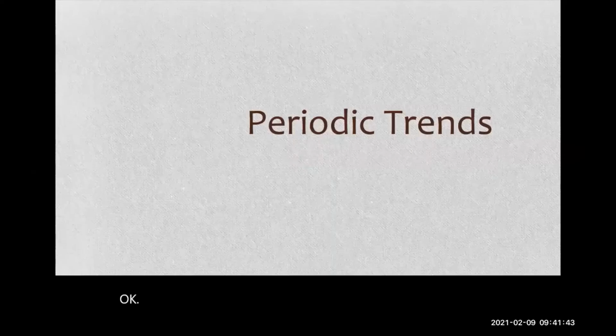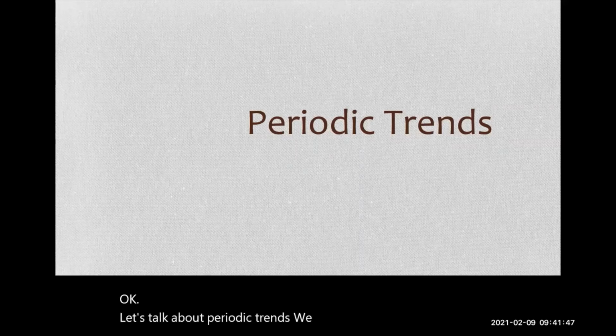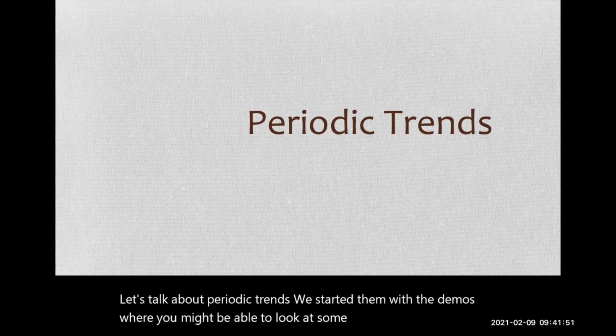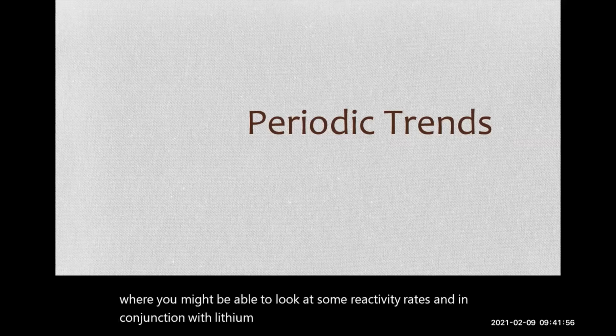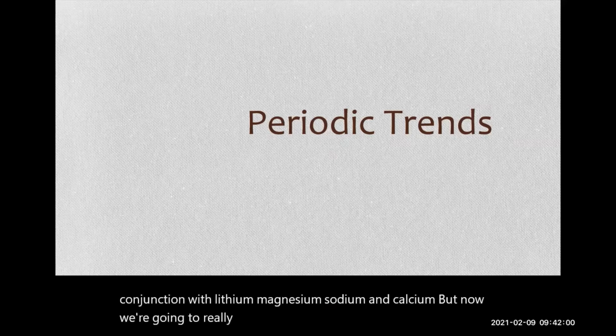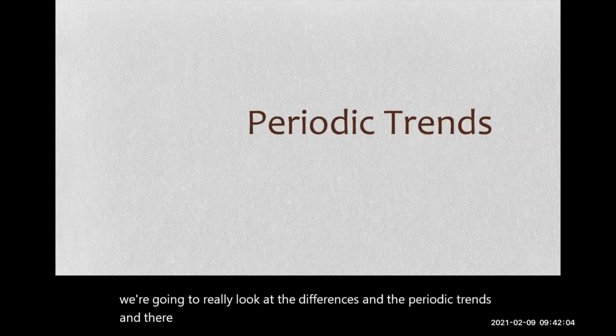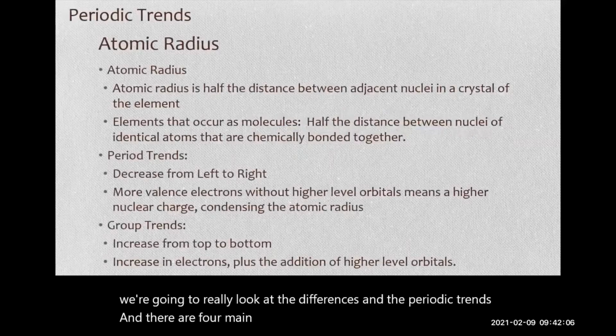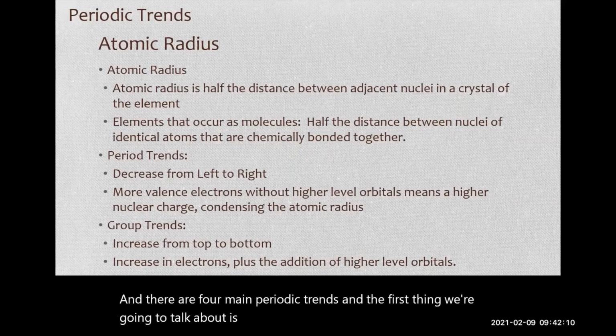Okay, let's talk about periodic trends. We started them with the demos where you might be able to look at some reactivity rates in conjunction with lithium, magnesium, sodium, and calcium. But now we're going to really look at the differences in the periodic trends, and there are four main periodic trends. And the first one we're going to talk about is the atomic radius.